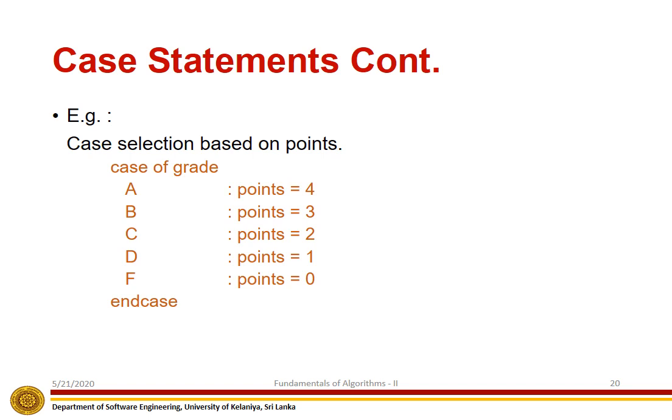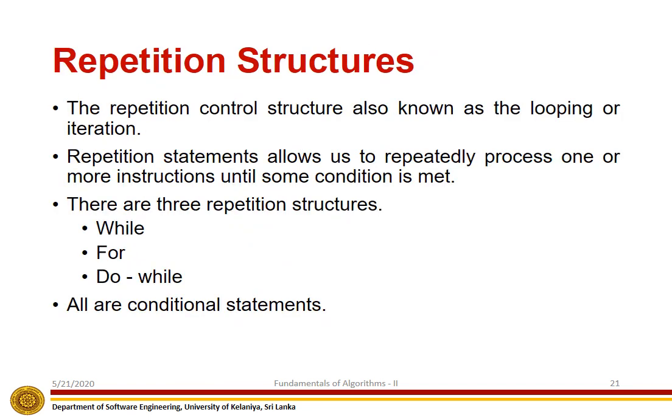Okay, those are all about selection structures. Now we will see what the repetition structures are. Repetition structures are also known as looping or iteration structures in programming. Repetition structures allow us to repeatedly process one or more statements until some condition is met. Mainly there are three repetition structures in programming. The first one is while, the second one is for, and the last one is do while.